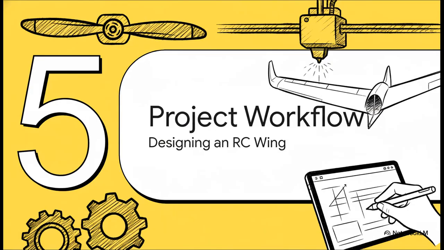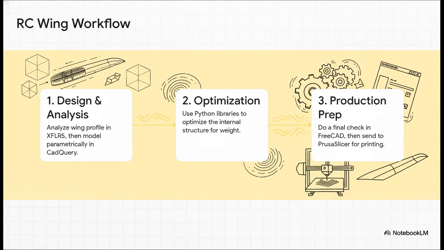To make this all concrete, let's just walk through a real-world example. Let's say you want to design and 3D print a custom wing for a radio-controlled airplane. Here's how the professionals would actually do it. Here's how that multi-tool workflow plays out. Step 1. You'd start in XFLR5 to analyze the aerodynamics of your wing profile, then use that data to generate the 3D model programmatically in CadQuery. Step 2. You could even use Python libraries to optimize the internal structure for strength and weight. And finally, step 3, you bring it all into FreeCAD for a final check before sending it to your slicer. See? Each tool plays its part perfectly.